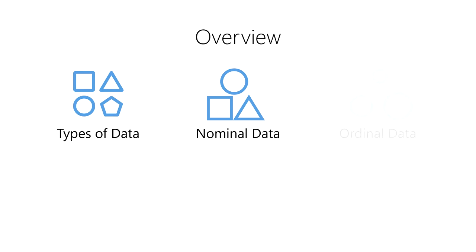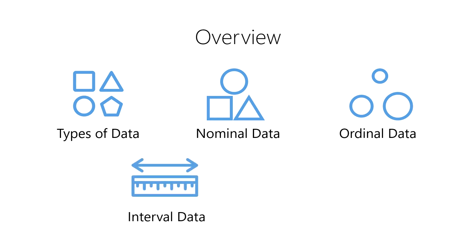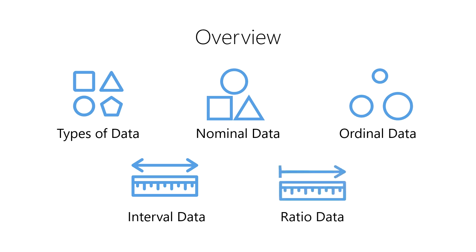Then, we'll learn about ordinal data, named categories with a natural rank order. Next, we'll learn about interval data, numerical measures with an arbitrary zero point. Finally, we'll learn about ratio data, numerical measures with a natural zero point.